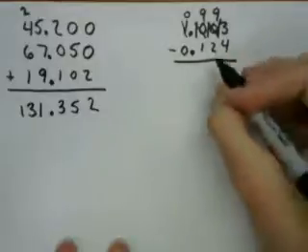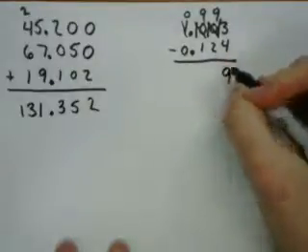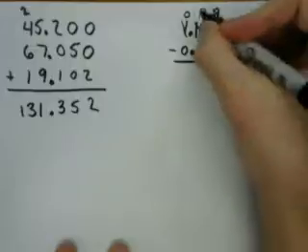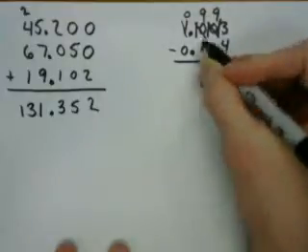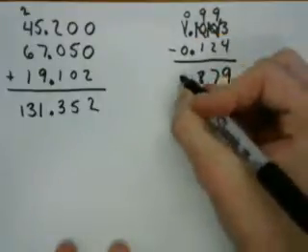13 minus 4 is 9. 9 minus 2 is 7. 9 minus 1 is 8. And the decimal comes down, and then 0 minus 0, well, that's still nothing.